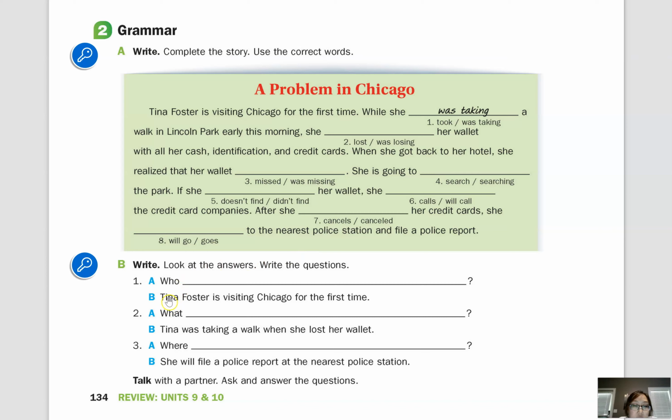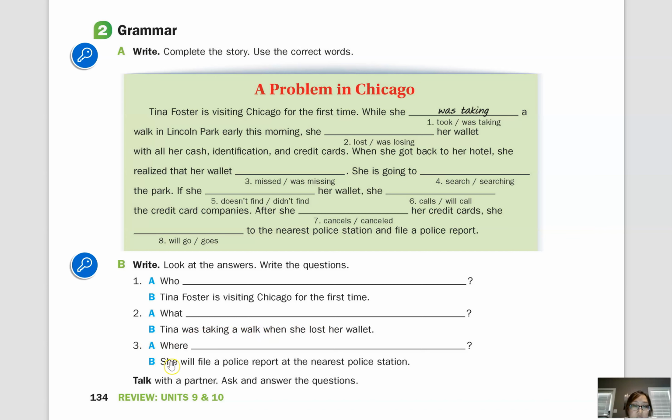Okay, so the answer is, Tina Foster is visiting Chicago for the first time. So we can ask, who is visiting Chicago for the first time? Okay, this is a subject question, so we do not need a helping verb. Okay, number 2, Tina was taking a walk when she lost her wallet. So we can ask, what was Tina doing when she lost her wallet? And the answer is, she was taking a walk when she lost her wallet.